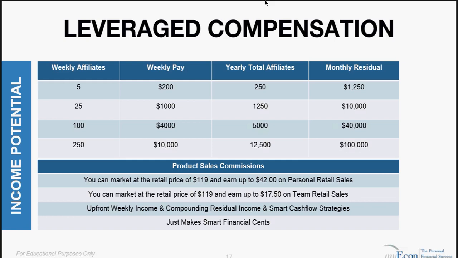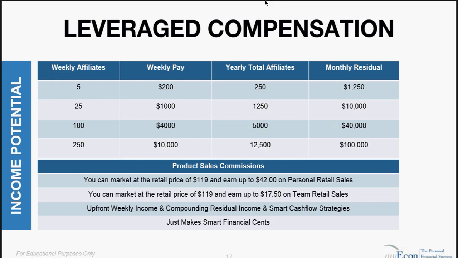Now, let's just say you want to really scale it up and crank it up, and as your team is growing, you get 100 people of weekly affiliates enrolling into your organization. That's $4,000 in weekly pay, yearly total of 5,000 new affiliates, $40,000 in monthly residual. We have people doing that, have people doing 6 figures a month, and that's what the next example is.